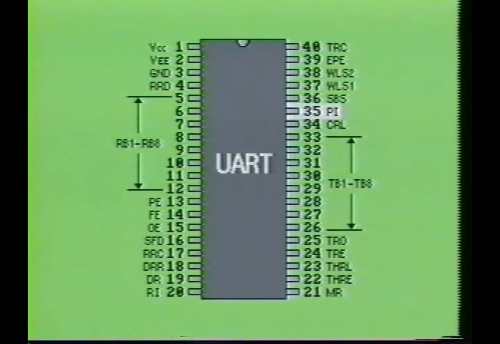Pin 35 is labeled PI. It is the parity inhibit pin. A high on this pin will disable the parity generation verification function of the IC and force pin 13 to a logic low condition.